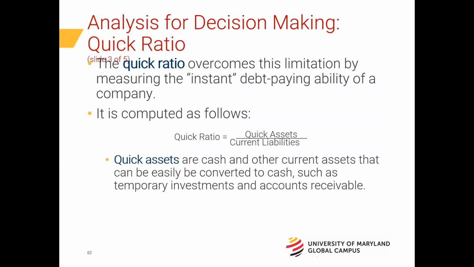Now, this ratio is also very important. It's called the quick ratio. Quick ratio tells me how quickly the company can turn their assets into cash in order to cover their current liabilities. And that ratio is quick assets divided by current liabilities. Quick assets are assets that will be quickly converted into cash, except for inventory. So that would include things like cash, temporary investments, and accounts receivable.